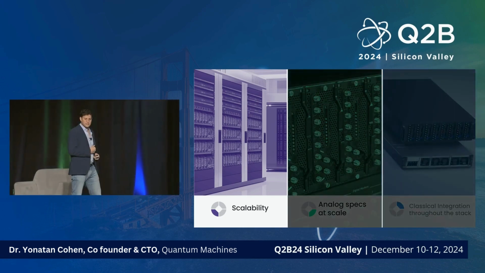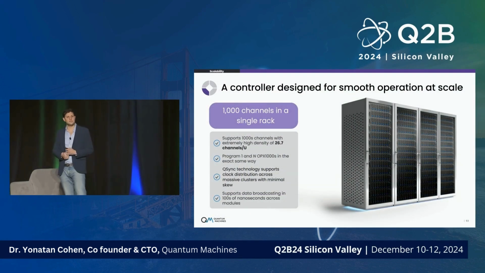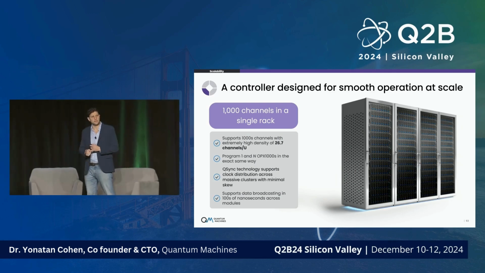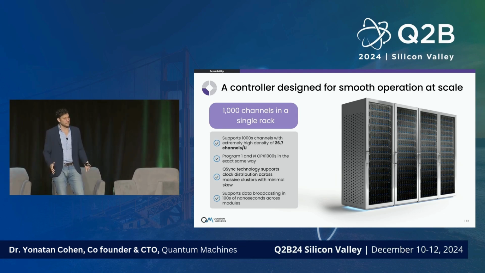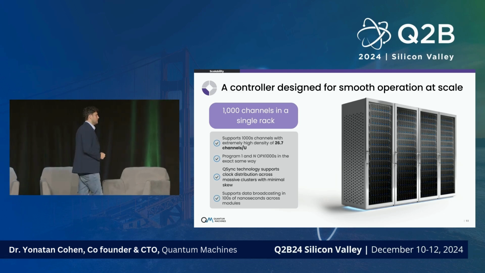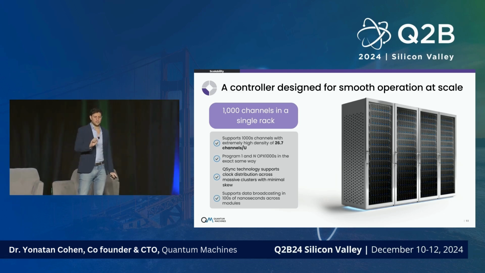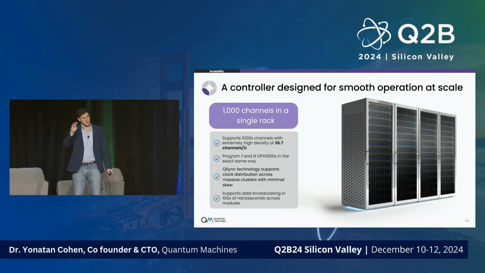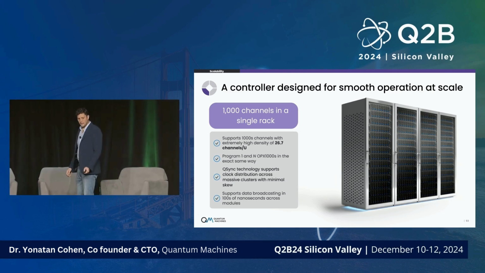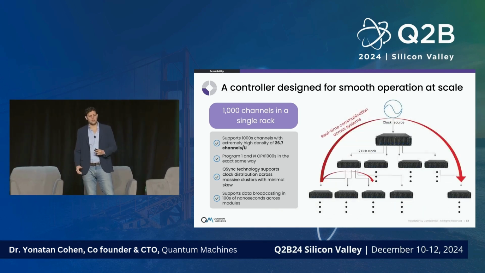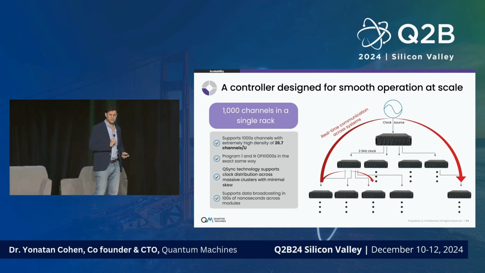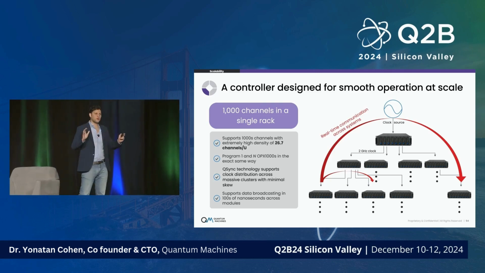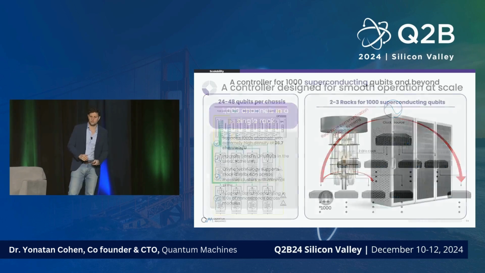So OPX 1000 is in fact the highest channel density controller in the market, meaning that the number of qubits you can control with a single rack is the highest in the market today, with about 1,000 channels in a single full rack. And all of these different control units can actually be connected together and synchronized to very high precision using patented technology, which allows us to work on this full control system as a single controller.